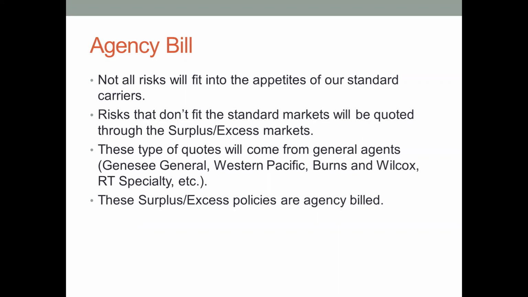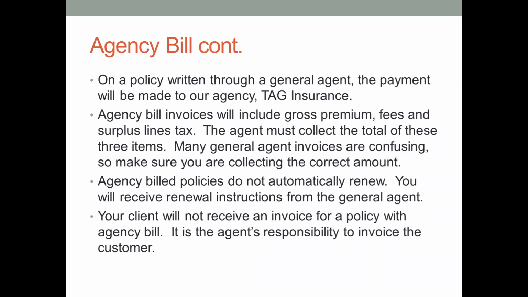All of these policies written through the surplus excess lines are agency billed. On a policy written through a general agent, the payment will be made to our agency, TAG Insurance. Agency bill invoices will include gross premium, fees, and surplus lines tax. The agent must collect the total of these 3 items. Many general agent invoices are confusing, so make sure you're collecting the correct amount. The invoice that you're going to receive is actually the invoice from the general agent to TAG. So what you're going to find is they're going to be charging us the net amount.